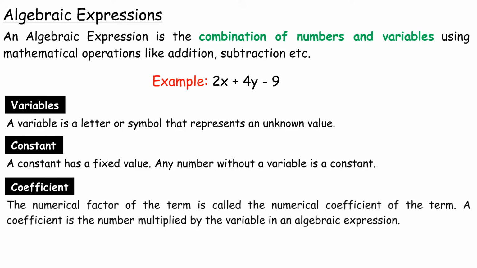Coefficients. The numerical factor of the term is called the numerical coefficient of the term. A coefficient is the number multiplied by the variable in an algebraic expression. In this example, the coefficient of x is 2, and the coefficient of y is 4.